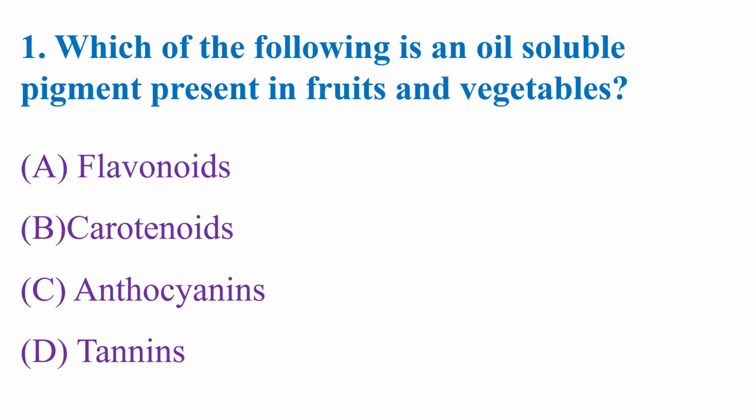So our first question is, which of the following is an oil soluble pigment which is present in fruits and vegetables? So over here our correct option is option number B, that is carotenoids. So carotenoids, these are the natural pigments which are found in fruits and vegetables, and they give them yellow, orange, red colors.